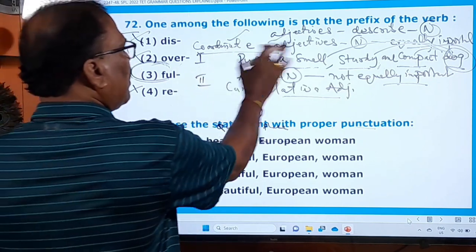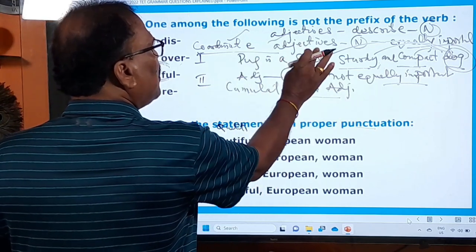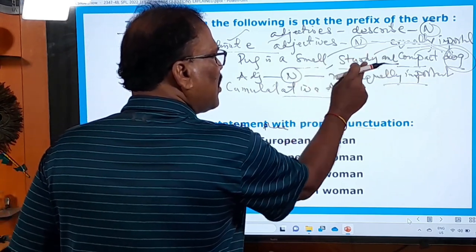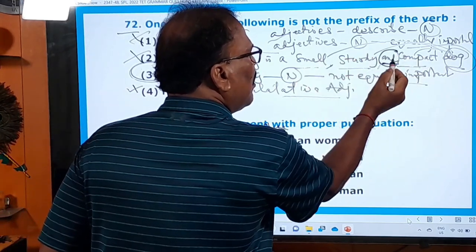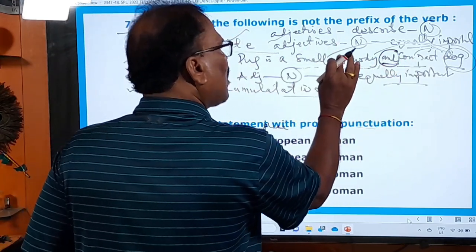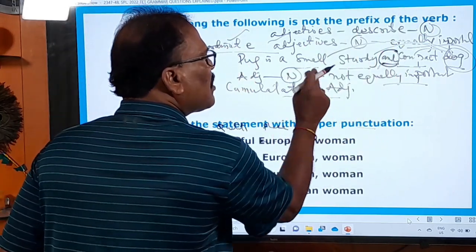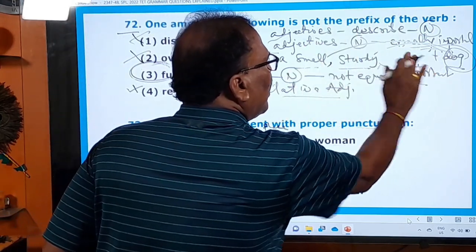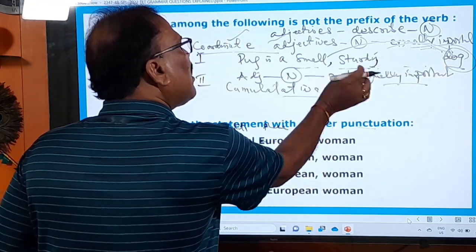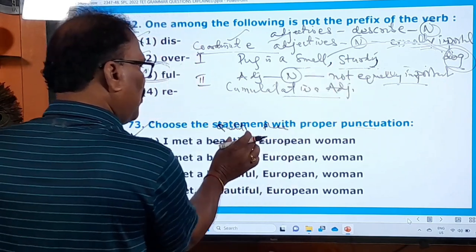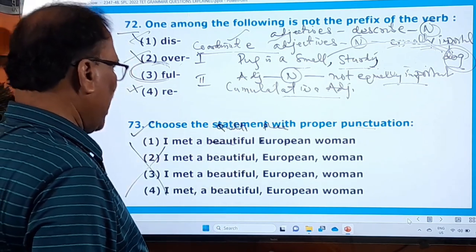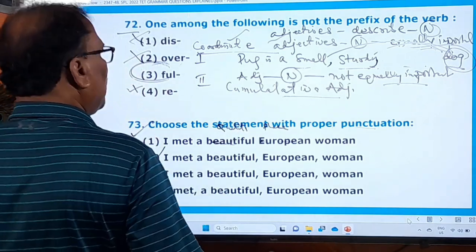Coordinate adjectives, cumulative adjectives. Coordinate adjectives will take a comma and 'and'. If there are three, small, comma, sturdy, and compact. If there are only two, a comma is used. For example, a pug is a small, comma, sturdy dog. You can use this because they are equally important. But here they are not equally important, that's why you don't use any comma. Please try to understand this one, and now let's go to the next question.